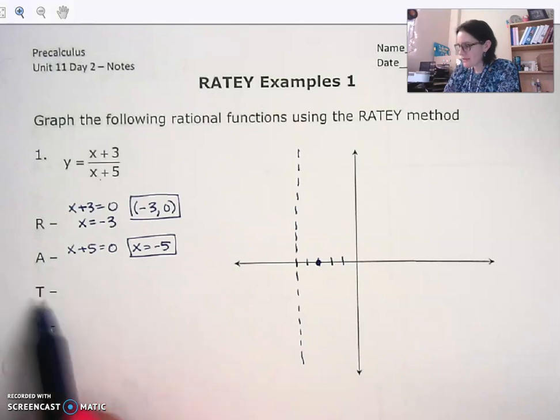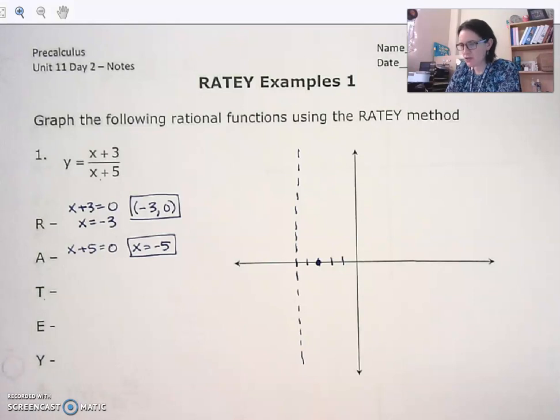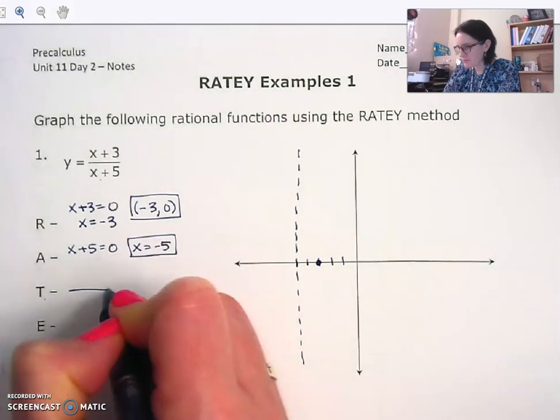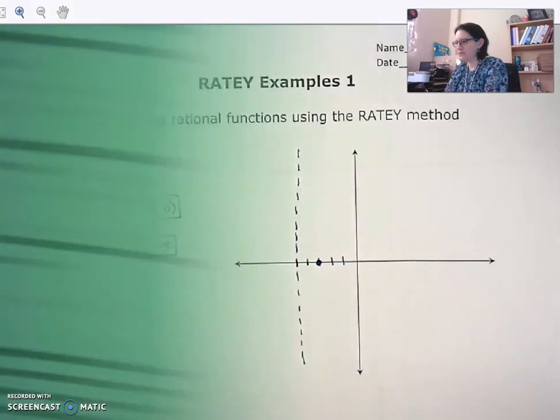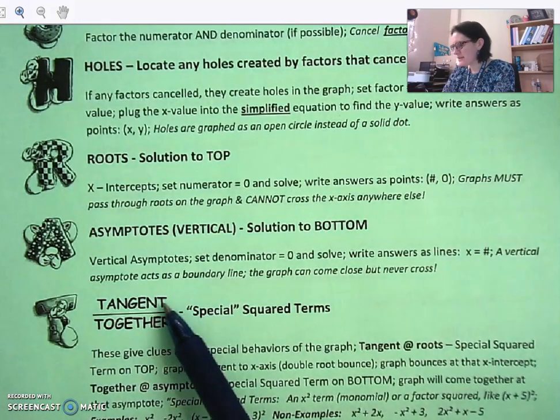Now T is not going to give us an actual point on my graph. It's more like the behavior at certain parts of the graph. And if you look at your green sheet, it says tangent over together. It's written like a fraction. Tangent is referring to the behavior of the roots. Is the graph going to cross through or bounce, be tangent?